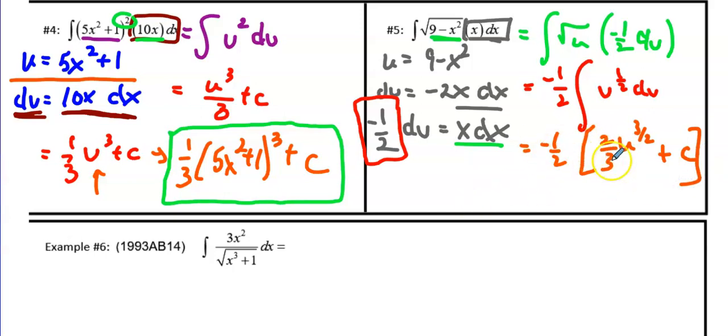And I'm going to go ahead and pull up the 2/3. Right? Why not do that? So we're going to have negative 1 over 3, right? So the 2's cancel out. And then I'm left with u to the 3/2.